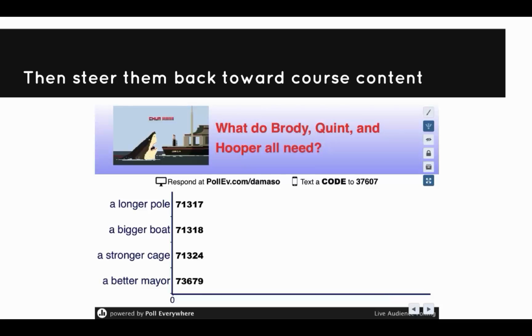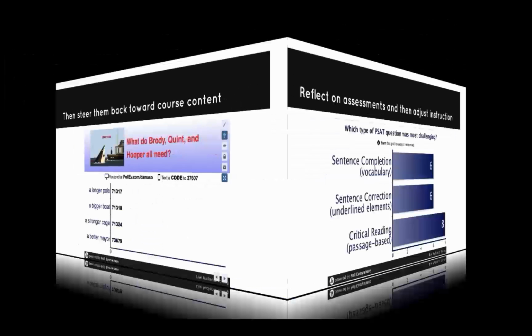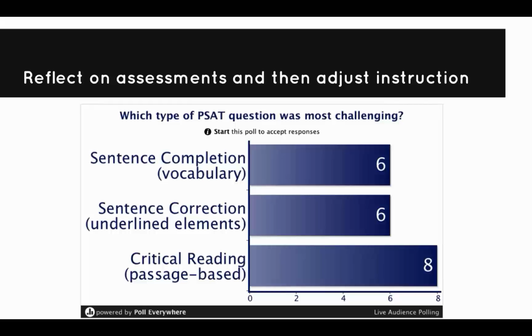We were looking at the movie Jaws. And so I asked them this somewhat topical, but still kind of frivolous and fun question: what do Brody, Quint, and Hooper all need? Of course, a bigger boat. And then we get to move into questions that really engage them and help me redesign curriculum and instruction.